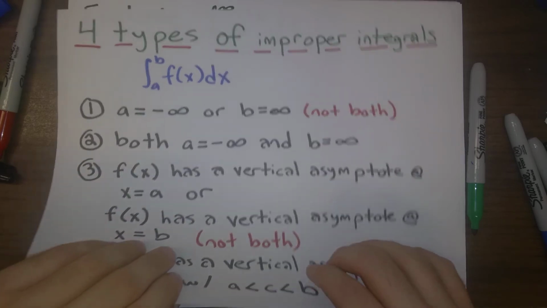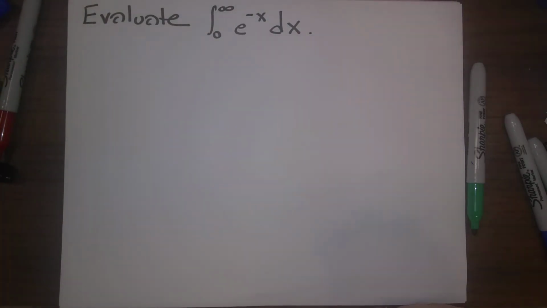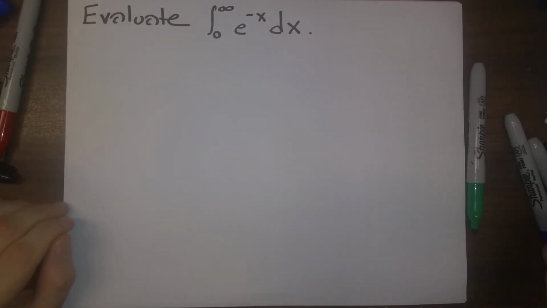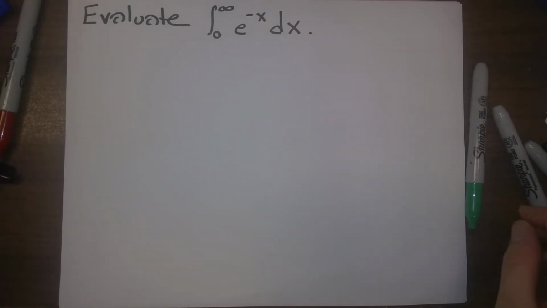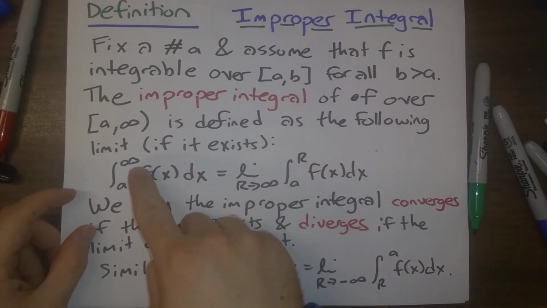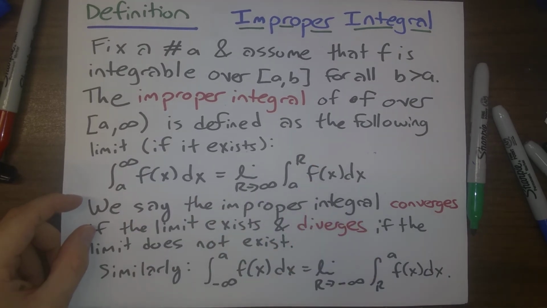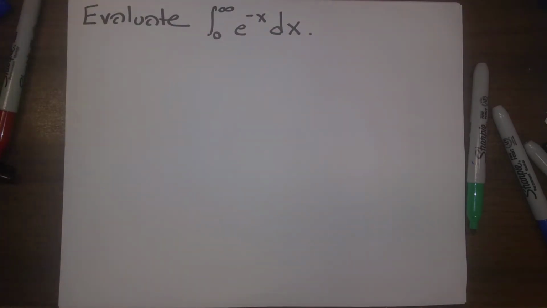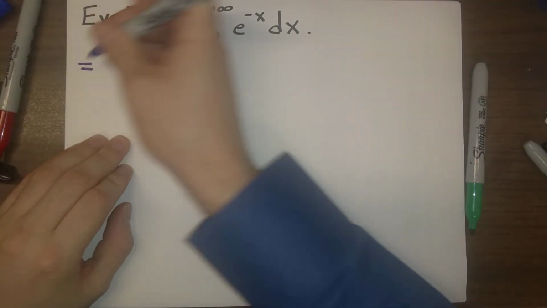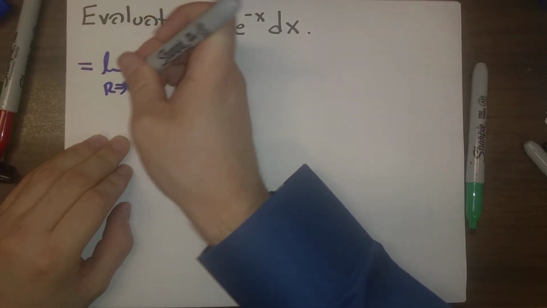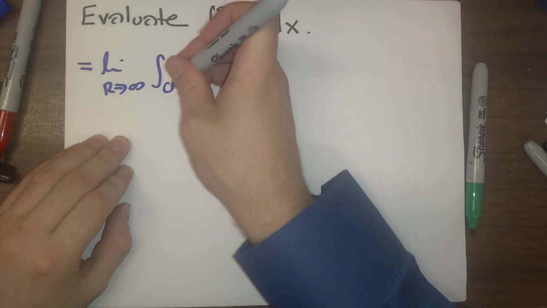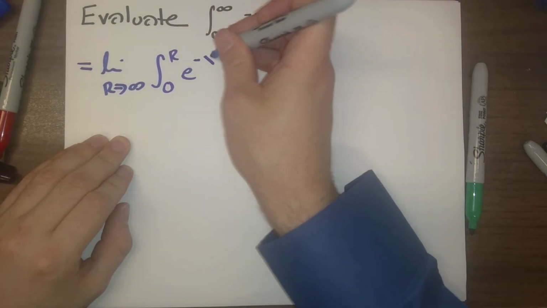Okay, so to wrap up this video, let's do an initial example here. Let's evaluate the integral from 0 to infinity of e to the minus x dx. Okay, so how do we do this? Going back to the slide, we're going to replace that infinity with an r and take a limit as r goes to infinity. So this is going to equal the limit as r goes to infinity of the integral from 0 to r of e to the minus x dx.